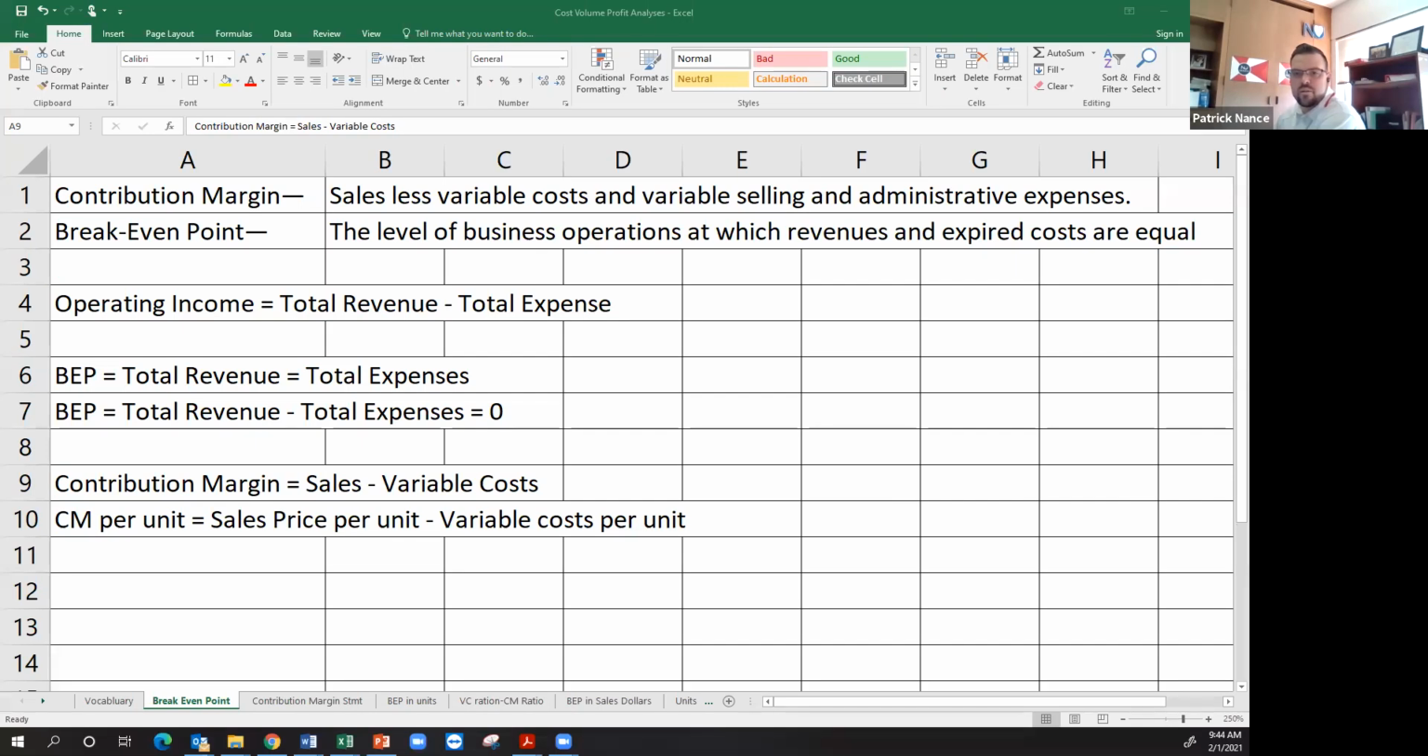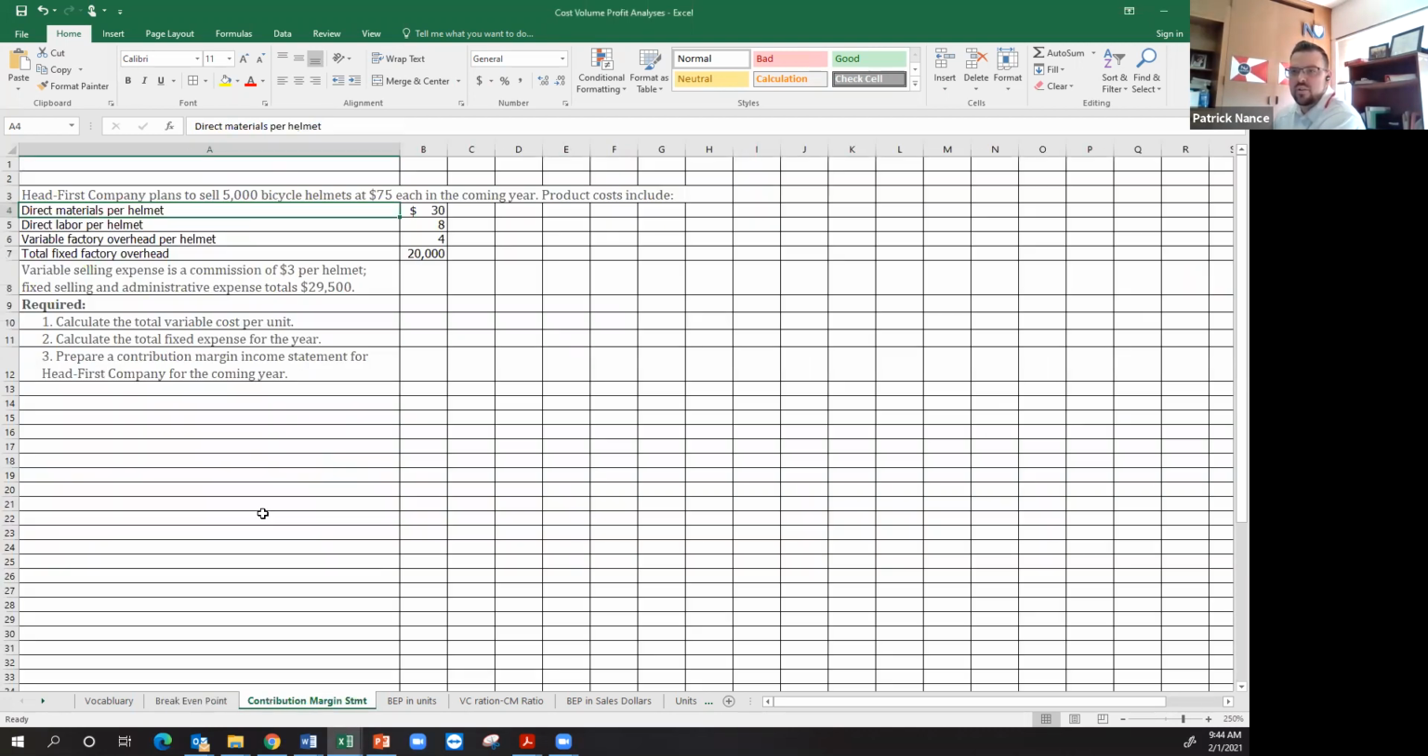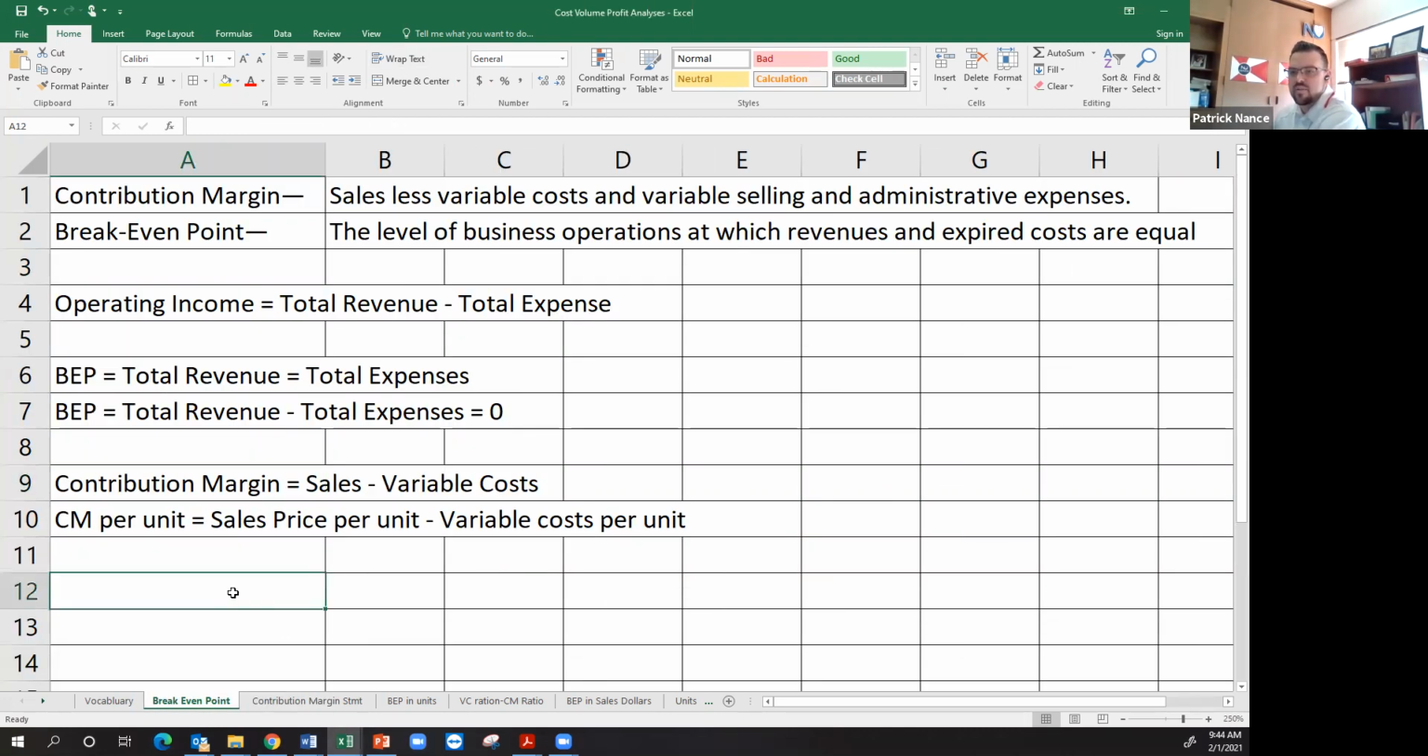Okay, so now we kind of understand a little bit of what a break-even point is, what contribution margin is. We're going to build a contribution margin income statement. Remember, generally speaking, an income statement is basically revenues minus expenses. However, because we're building a contribution margin income statement, remember contribution margin is the sales minus the variable cost. We're going to build it a little differently.